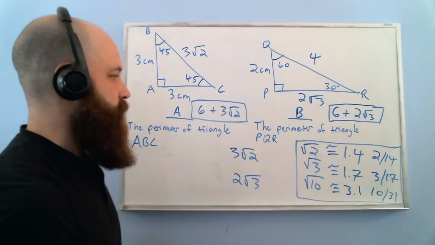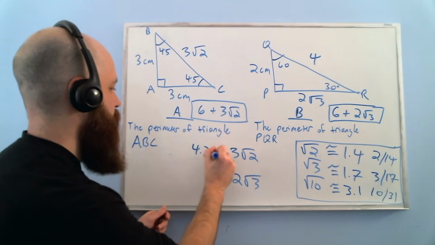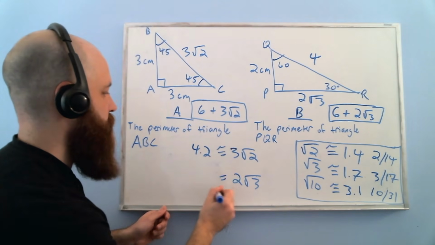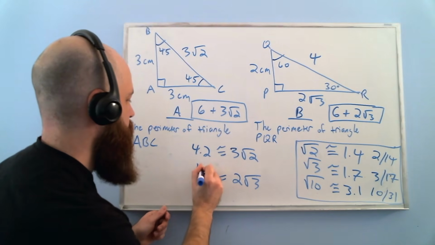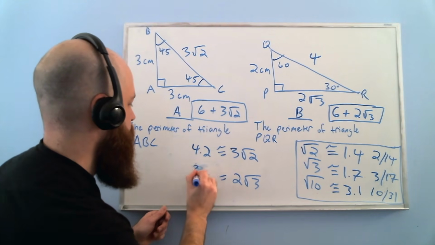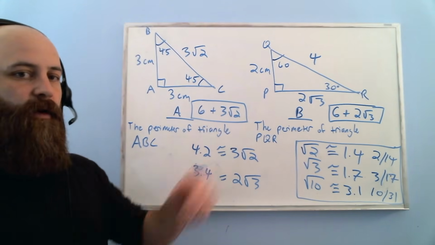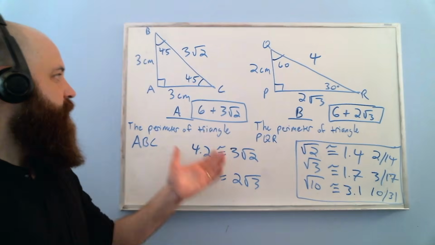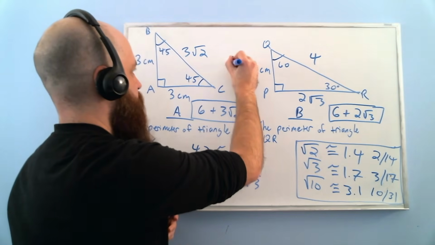So root 2 is about 1.4, so this is about 4.2. This is about 2 times 1.7, so 3.4. Okay, so that confirms 3 root 2 is bigger than 2 root 3, so the perimeter of triangle ABC is bigger. So the final answer to this question is A.